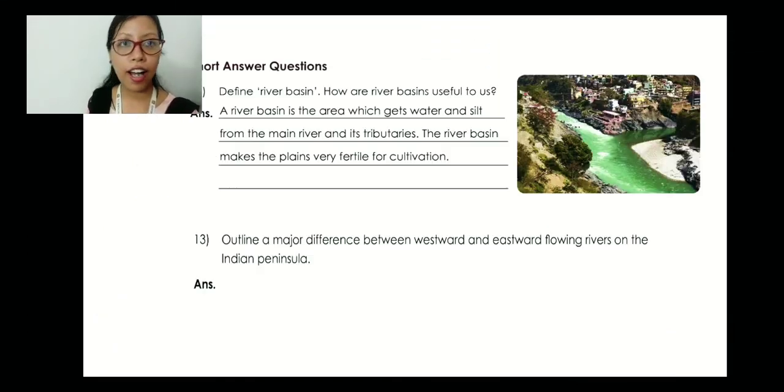So we have got the answer. So the first one is westward flowing peninsular rivers. They do not form deltas, and eastward flowing peninsular rivers form deltas at their mouth. And then we have the next point, which is westward flowing rivers flow into the Arabian Sea, and the eastward flowing rivers flow into the Bay of Bengal.